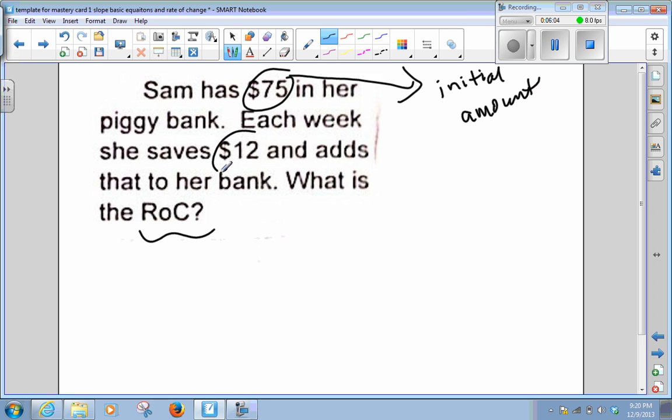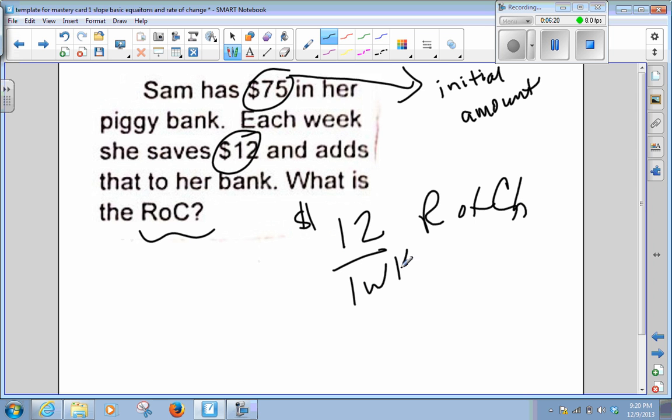Then every week she saves another $12. How much does her bank account increase every week? It increases by $12. So therefore, $12 is the rate of change. If I wanted to get technical, I would say $12 per 1 week, or I could say 12 per week and leave out the 1. Either way, the rate of change is 12 because every 1 week her balance goes up $12.